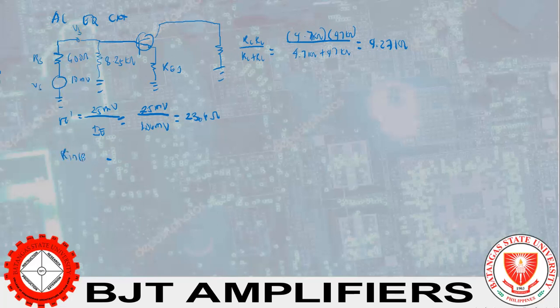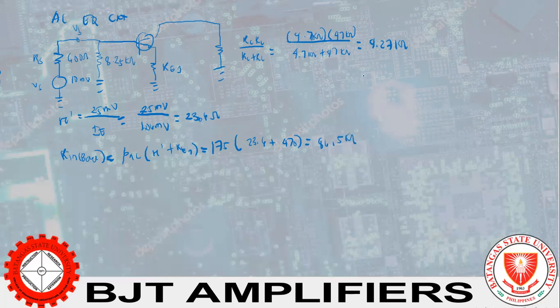So, R in base natin. So, we have beta AC times RE prime plus RE1. So, we have, ang beta na natin na gagamitin for AC is 175. So, 175 times RE prime na 23.6 plus RE1 natin na 470. So, we have 86.5 kilo ohms.